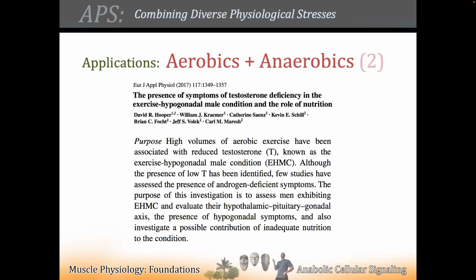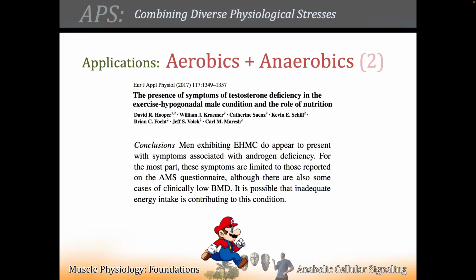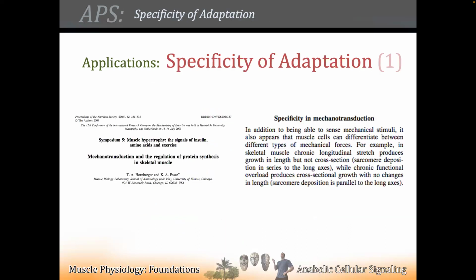So another mechanism, in addition to AMPK impairing mTOR signaling, is testosterone. Performing a high volume of aerobic exercise is associated with reductions in testosterone. The condition even has a name, the exercise hypogonadal male condition. And just as expected with low testosterone caused by anything, the subjects tend to experience symptoms. And then the abbreviations on this slide, AMS, that's aging male syndrome, and BMD, that's bone mineral density.